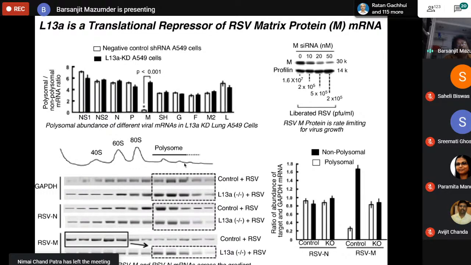This is the polysome analysis. We can see that in the virus-infected control cell, M protein is less in the polyribosome fraction, that means the translationally active pool. But in the knockout cell, M protein is actually more in the polysome. That means when L13A is not there, M protein synthesis goes high, and that may stimulate the viral growth, because under normal conditions, the virus itself does not allow the M protein to go high.